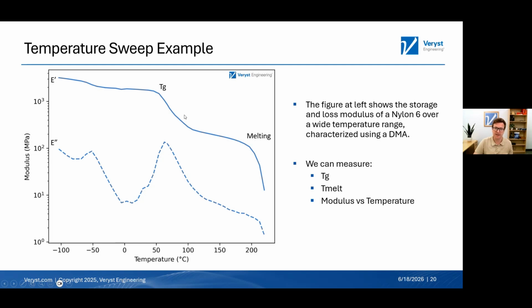And again, this is a nylon 12 curve that we were looking at before. Now I'm showing it with the loss modulus. You can measure a couple of things about your material. You can measure the glass transition temperature. There are different ways of picking out the number for Tg. You can use the storage modulus or you can use the loss modulus. I tend to prefer the storage modulus because this is the functional property that we typically care about, the stiffness of the material. You can also see the melting point here.